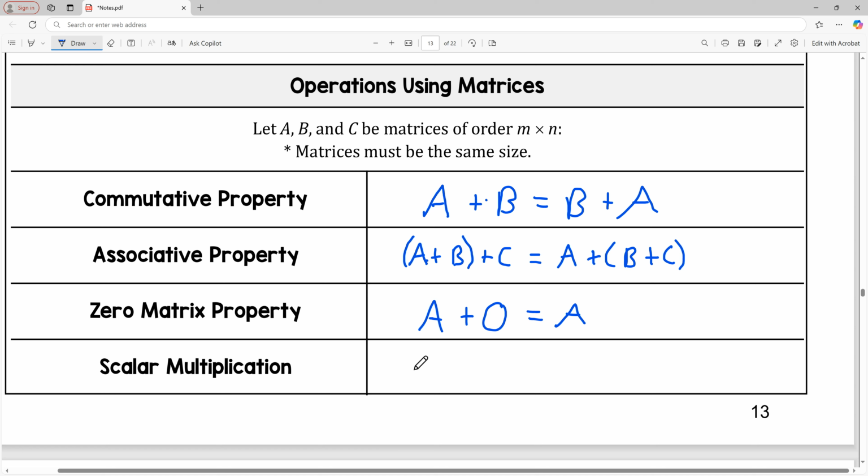And last but not least, scalar multiplication. Let's say I had some number, let's call it K, multiplied to matrix A plus B. I have some number, some scalar, that's just a number, times matrix A plus B. We are absolutely allowed to distribute the K in to K times A plus K times B. And that's all I wanted to cover with this video.